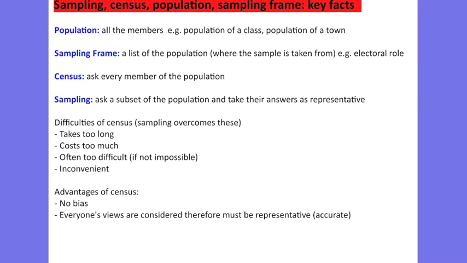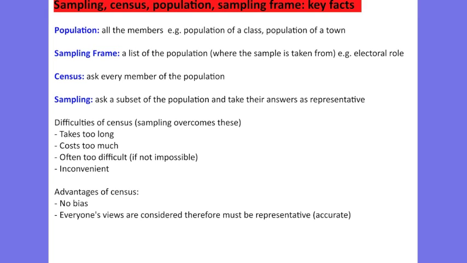So if we were talking about the population of a class, the sampling frame would be a register, a list of all the students in that particular population. When looking at a town, a popular sampling frame is the electoral roll, because all of the residents will be listed on the electoral roll to be able to vote. A census is when you ask every single member of the population, whereas sampling is only asking a subset of the population and then taking their answers as representative of the entire population.